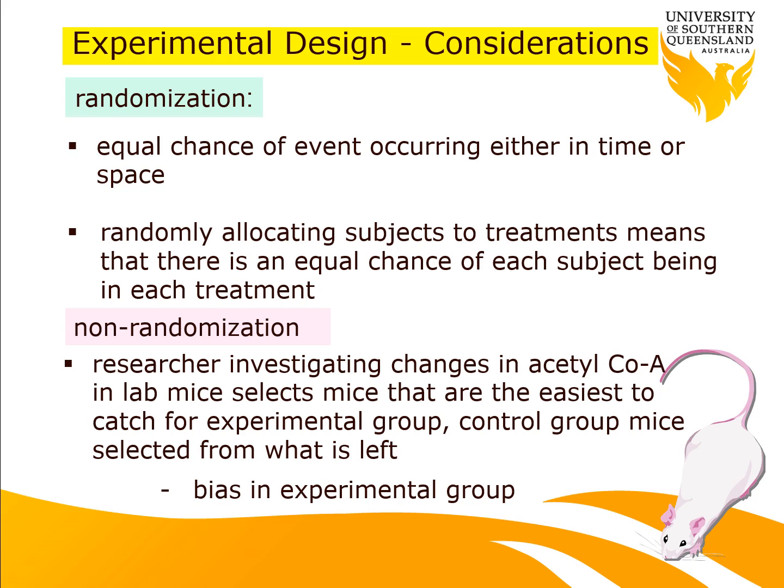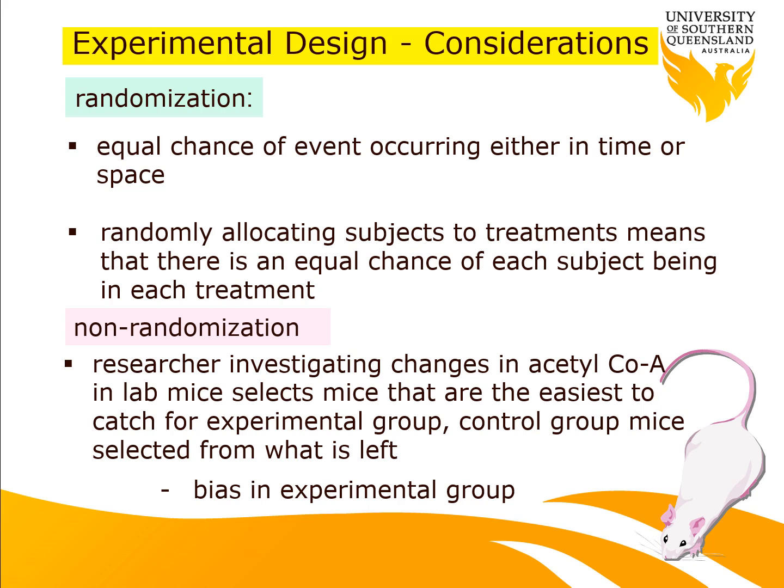So randomization is the process of randomly allocating individuals to either treatment or control group, and every individual has the same chance of ending up in either the treatment or control group. So you need a way to make sure it really is random. So say you had a researcher investigating changes in acetylcholine A in lab mice, and they have a big tub of mice, and they select out the mice that are easiest to catch for the experimental group, and the others are in the control group.